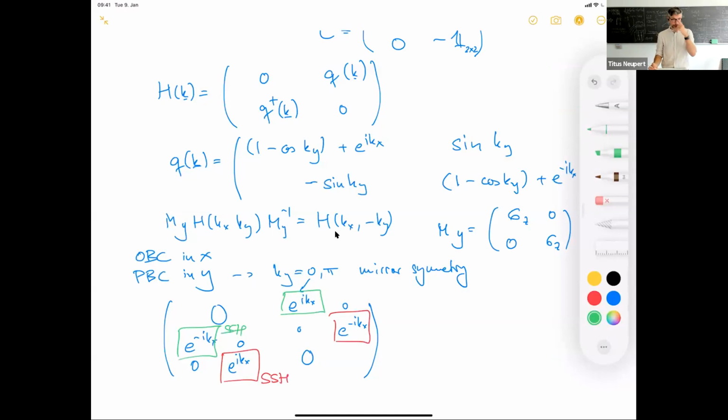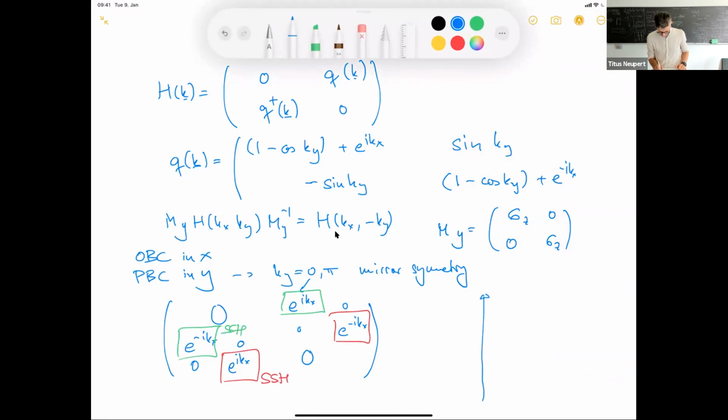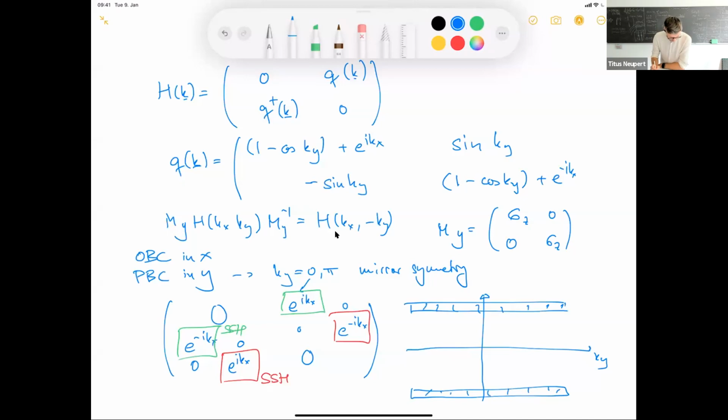And now I'm claiming that I can already basically infer the boundary spectrum of this model just from this knowledge. So I'm going to sketch for you, as a function of ky, the open boundary condition spectrum of this model, and some bulk bands, where ky goes from minus pi to pi. And at 0, we know we have these two SSH models.